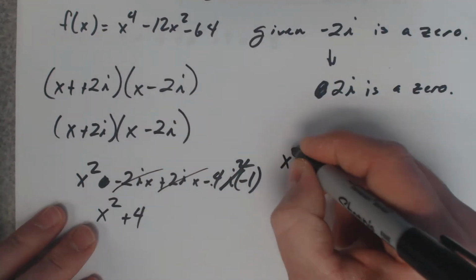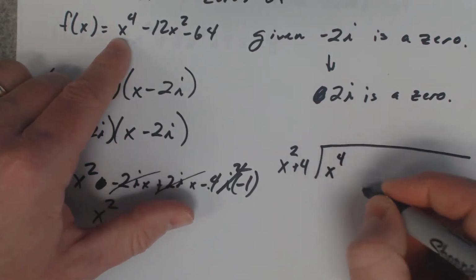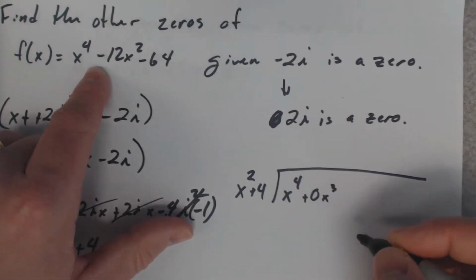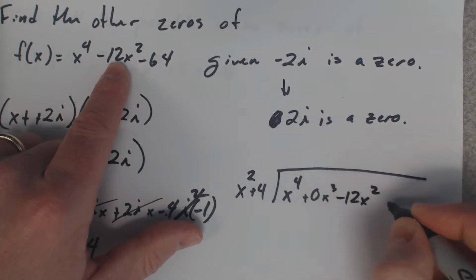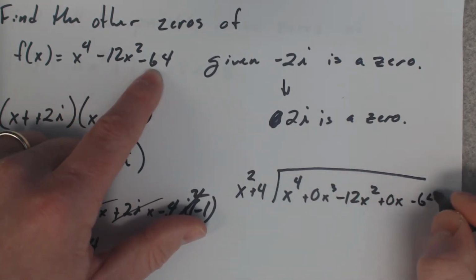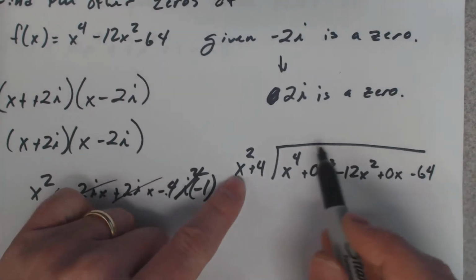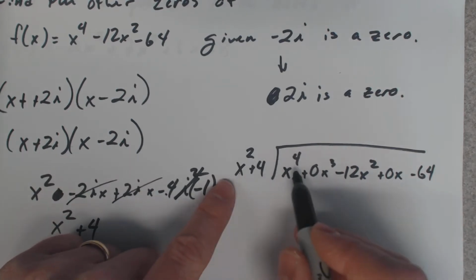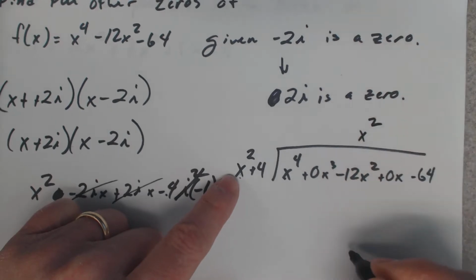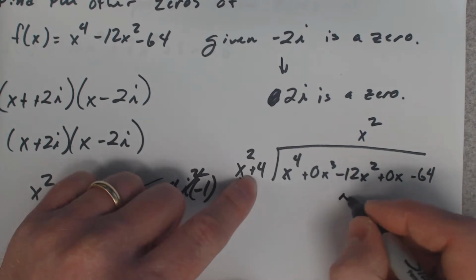So if we use x squared plus 4 and use long division into this, and there's a gap here, there's no x cubed, so I'm going to put in a 0 x cubed. There's no x, so I'm going to put in a gap. I use long division, it'll help me factor this. So how do you turn x squared into x to the fourth? You would use x squared. x squared times x squared is x to the fourth. x squared times 4 is 4x squared.